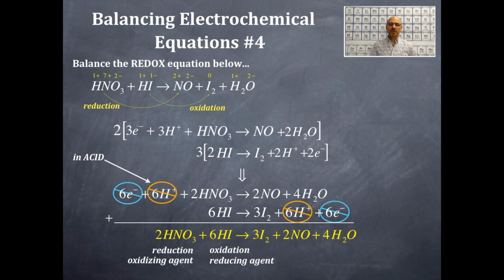I have the reduction reaction, which is what is being reduced, and the oxidizing agent is the nitric acid. What is undergoing oxidation and is the reducing agent is the hydrogen iodide. Again, the labels always go with the reactants, never the products.